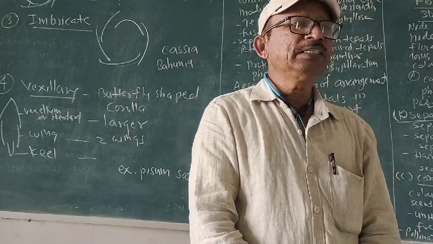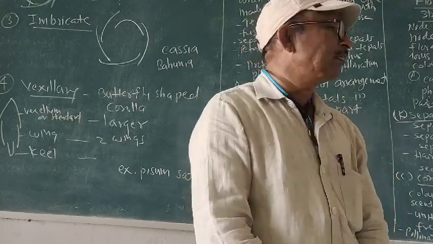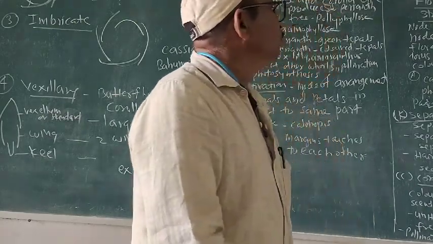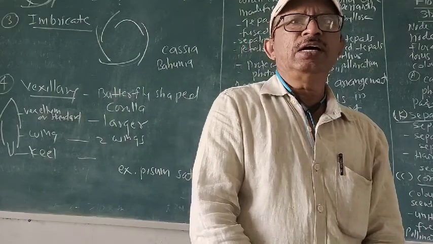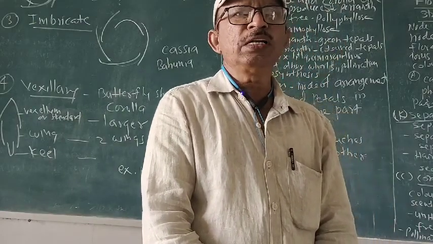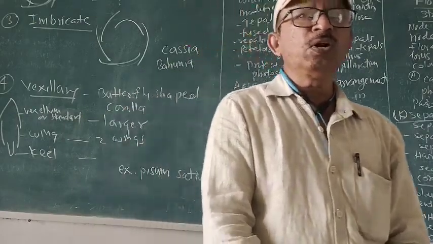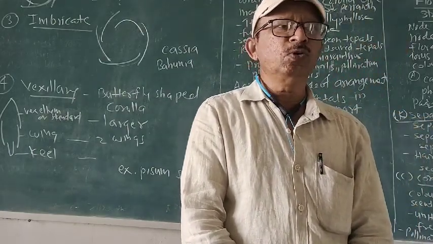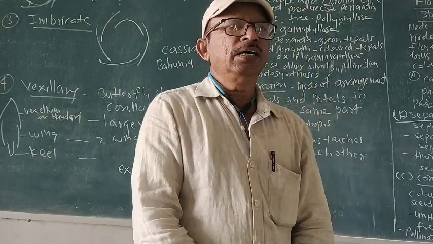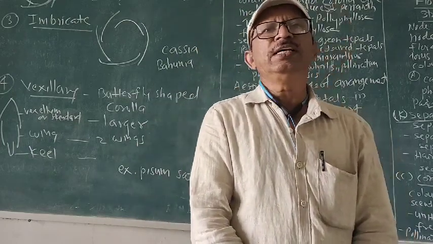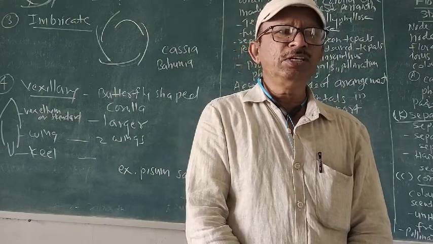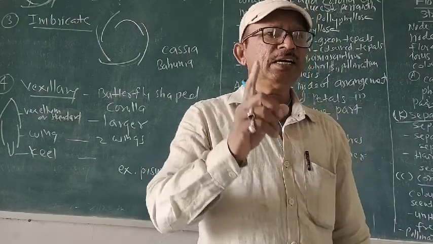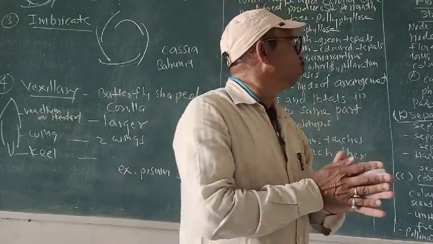Now here we can study these parts one after another. Now we know that there is thalamus. On the thalamus, floral whorls are present. What are floral whorls? On the thalamus, nodes and reduced internodes are present. And on these nodes, floral parts are situated. They are in a circular manner, so they are called whorl.